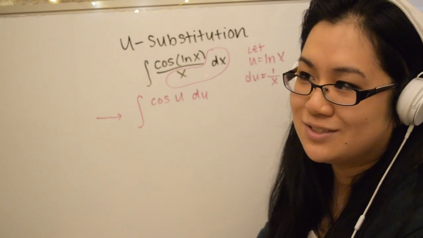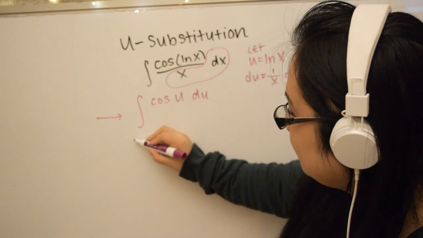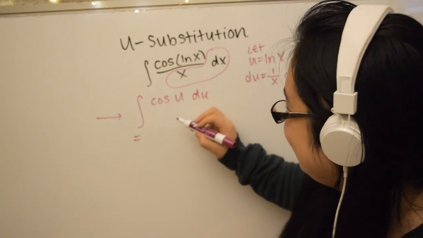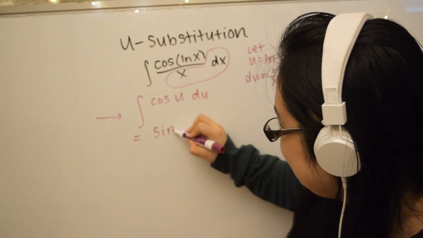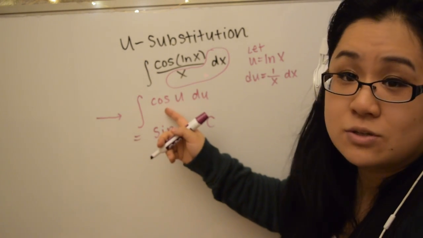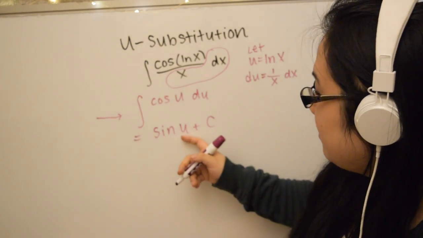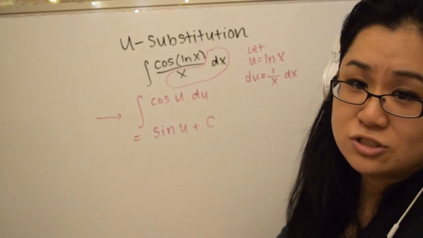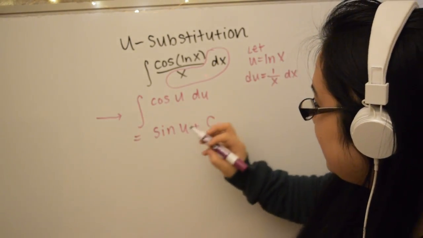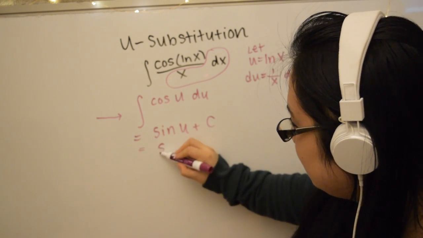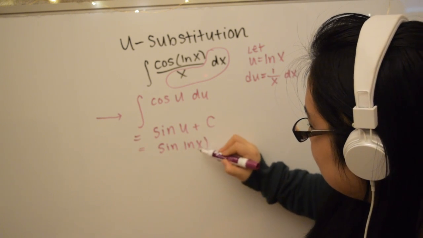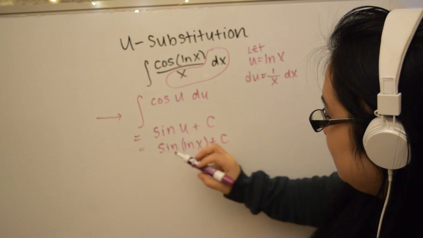which we know the integral of cosine u du, or cosine x dx, whatever. It is sine. It's just positive sine, right? Sine u plus c. Okay, so this goes down to our basic integrals, but we can't answer in terms of u because our question was in terms of x. So we plug our u, which was ln x, back in. So our final answer would be sine of ln x plus c.